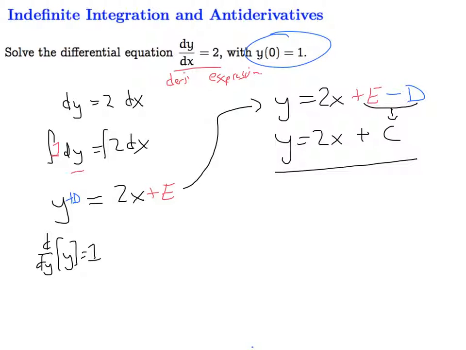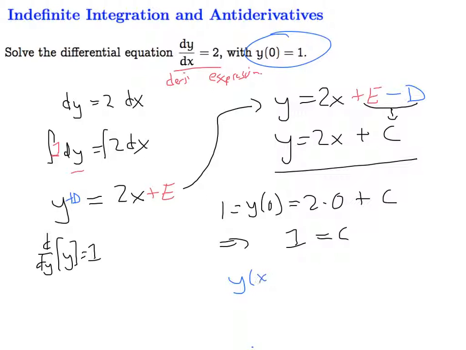I still need to make sure that when I put 0 in here for x, I get 1. So down here I can say, well, let's see, y of 0, I really want it to be 1. 2 times 0 plus c. And so after simplifying down, what this means is 1 has to equal c. So I end up with a final solution, y of x is equal to 2x plus 1. So these things can have different forms, but they're just going to be all about finding these antiderivatives and maybe figuring out a c that works.